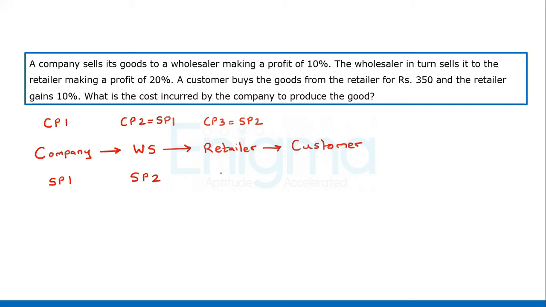Now the retailer sells it to the customer. The cost price for the customer, that is cost price 4, is equal to selling price 3. Now this is given to us as a customer buys the goods from the retailer. So the customer's cost price is given to us as 350. That means selling price 3 also becomes 350.